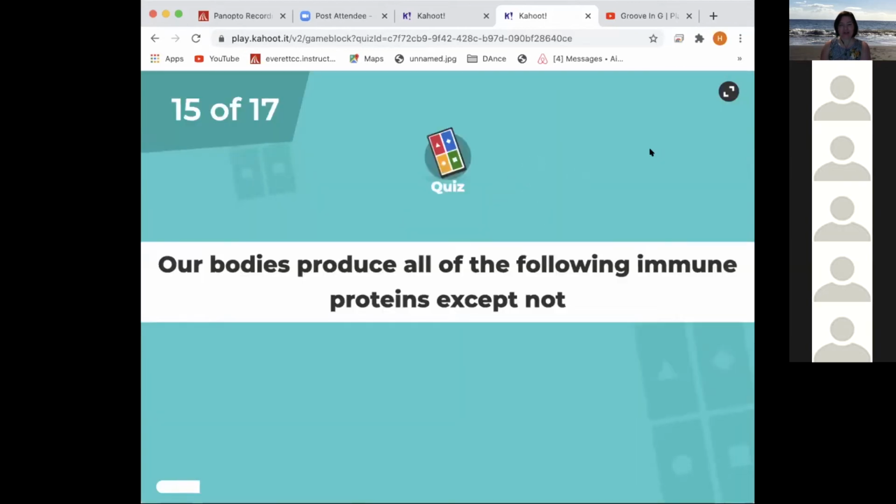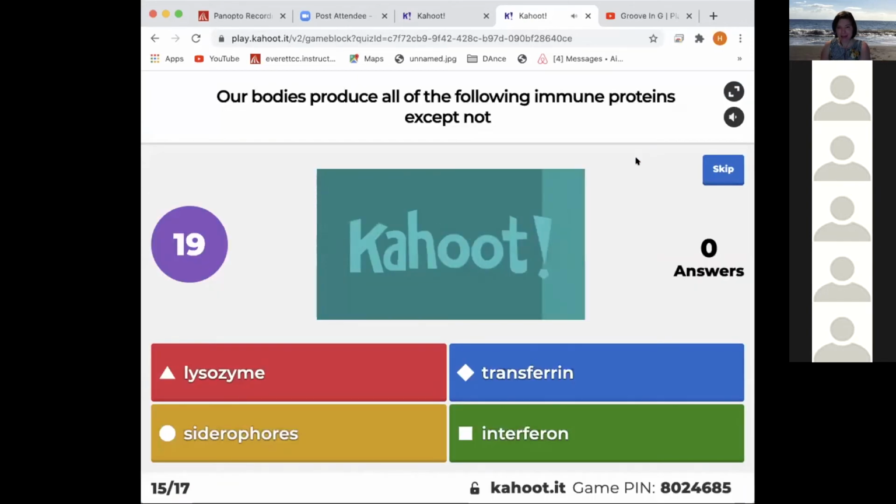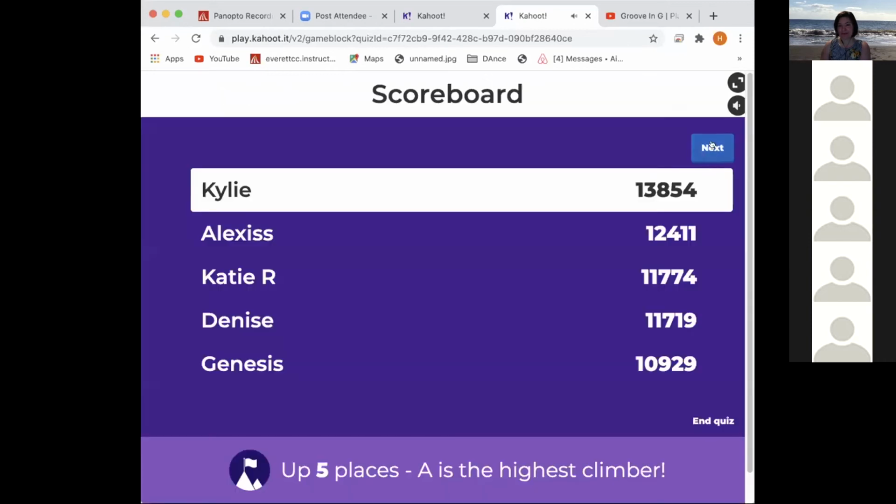All right. Our bodies produce all of the following immune proteins except, not, which one? Yes, siderophores, that's produced by bacteria to bind iron. We produce transferrin.